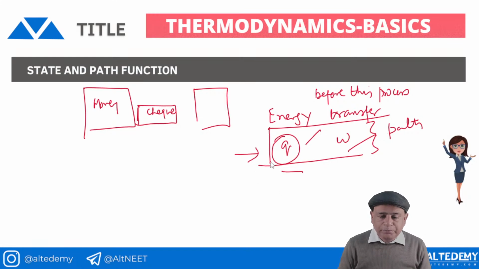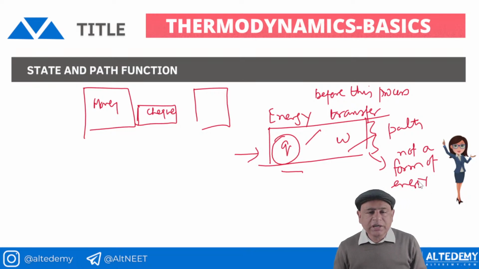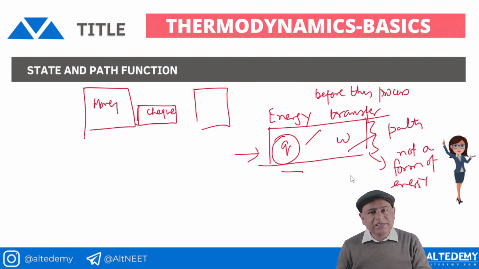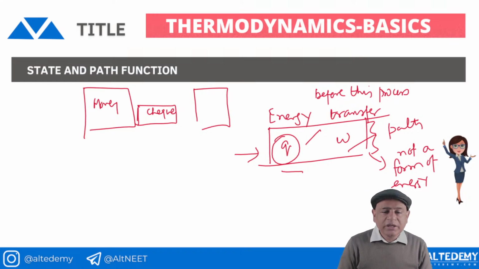It can also be proved that Q and W are not a form of energy, to your utter surprise. Not a form of energy which we have studied till date. Heat and work are not forms of energy. Heat and work are a mode of transfer of energy. They just do the work of transferring energy from one place to another and nothing else. Once energy has been transferred, the role of Q has ended. Once the work has been done and the energy has been transferred, the role of work is over. It should be understood this way.